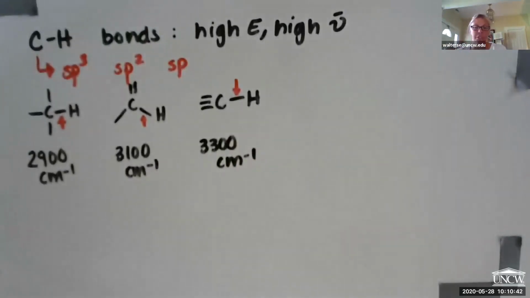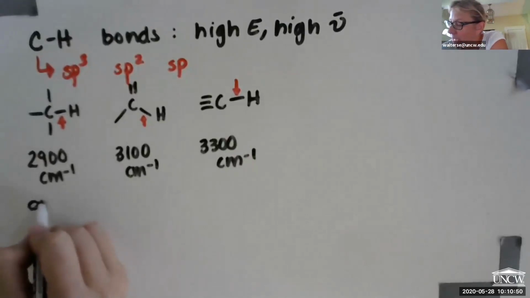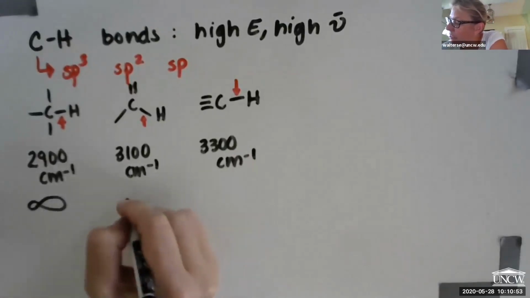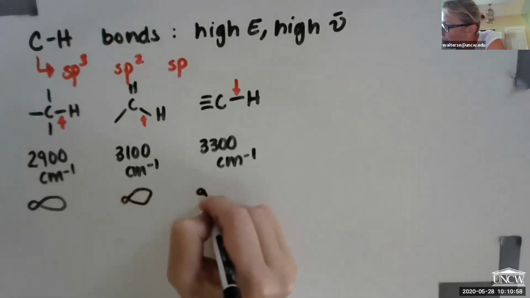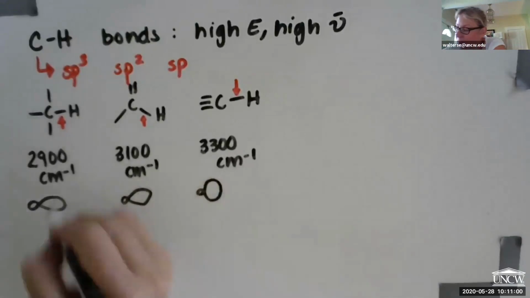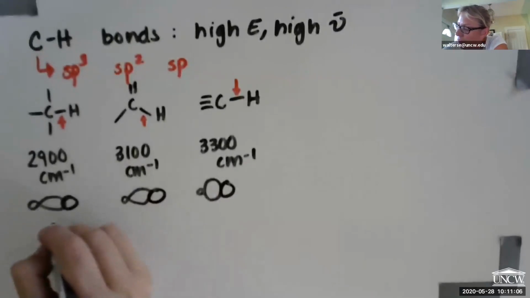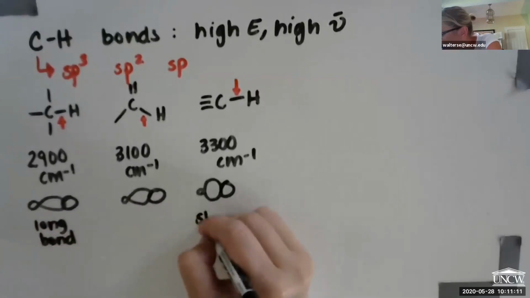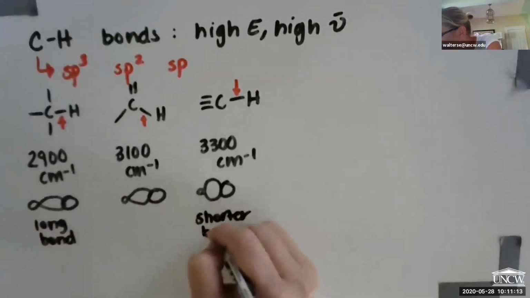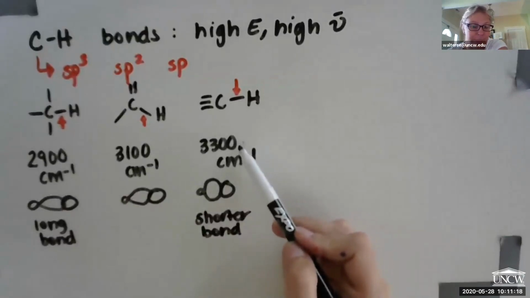The reason you see a difference in the stretch is because of the length of the bond. Remember, an sp3 hybrid orbital is longer and skinnier than an sp2 hybrid orbital, which is longer and skinnier than an sp. So those circles are the hydrogens. So you have a longer bond here, and here you have a shorter bond. So you see an increase in the stretching frequency.